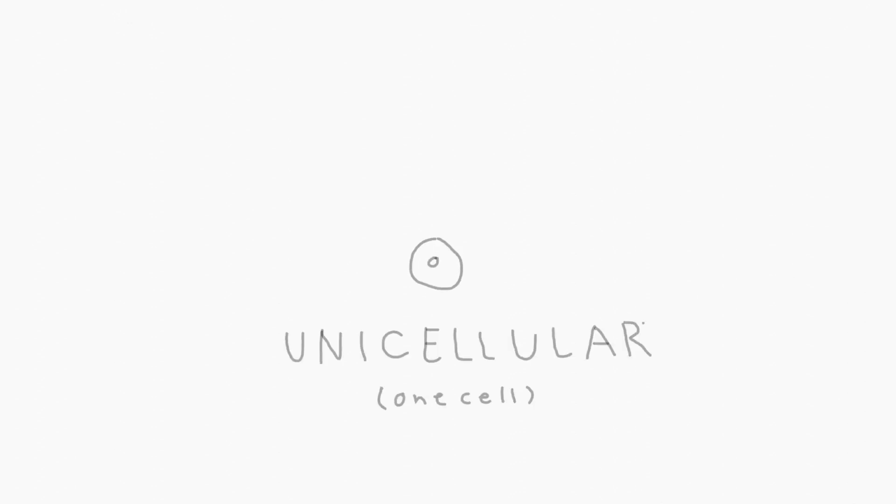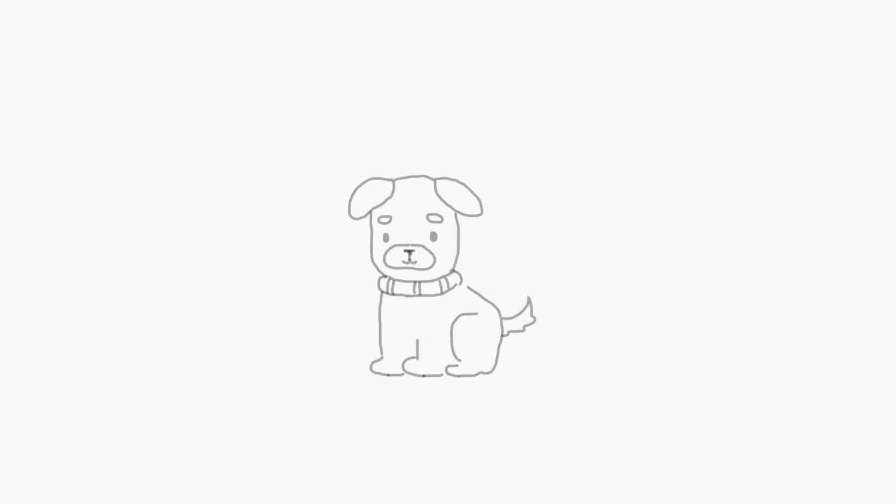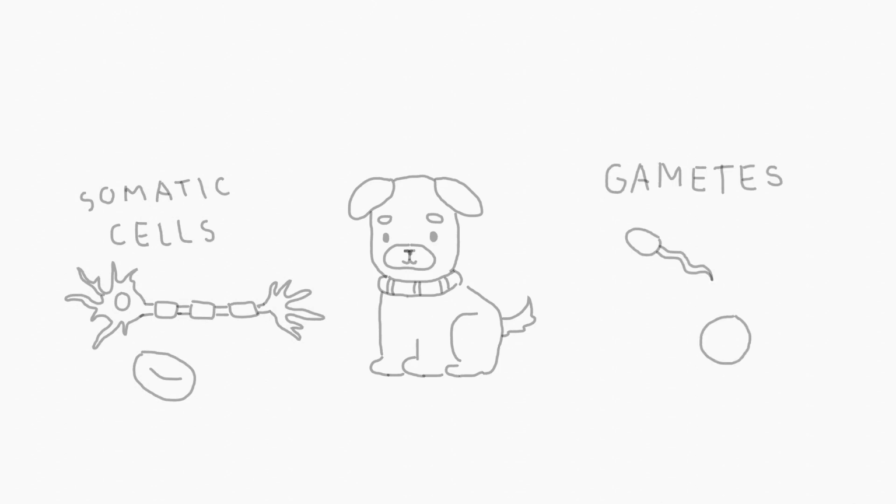As you know, all living things are made up of cells. Some organisms are unicellular, or made up of a single cell. Others, like us, are made of trillions of them. Multicellular organisms are made up of somatic cells and gametes. Somatic cells are the cells that make up organs and tissues. Gametes, on the other hand, are sex cells, like sperms and eggs.